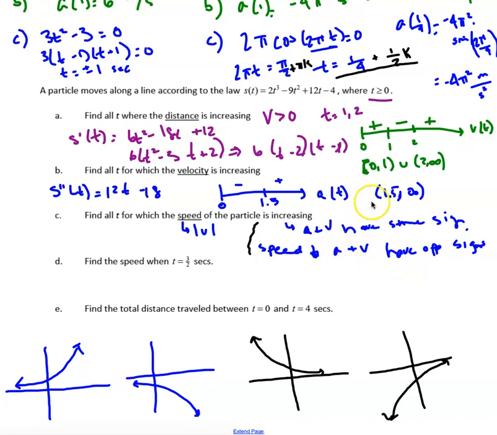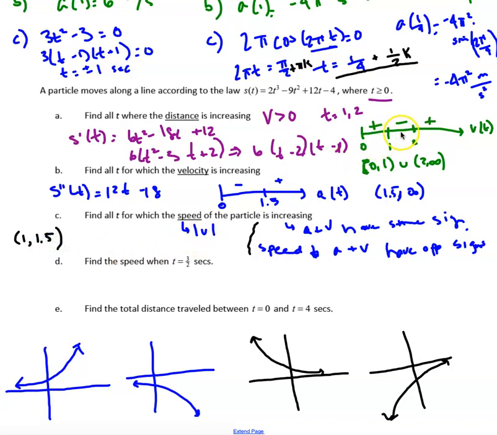So how do we know? Well, let's look at our two number lines. Do you see on 0 to 1 how velocity is positive, but acceleration is negative? Opposite signs, speed decreasing. Let's look at 1 to 1.5. Velocity is negative, acceleration is negative. On that interval, we have the same signs, and therefore speed is increasing. So we're going to have our first interval as 1 to 1.5.